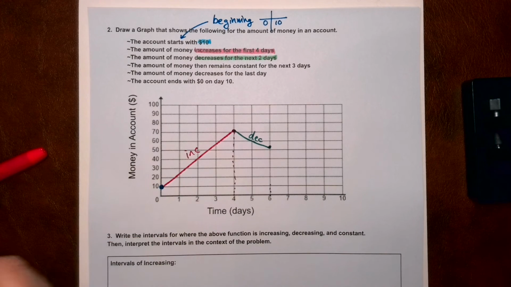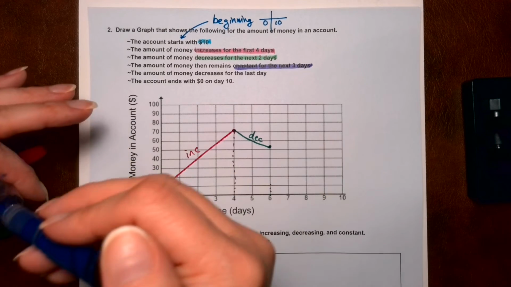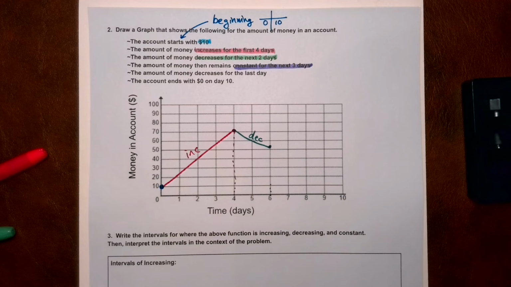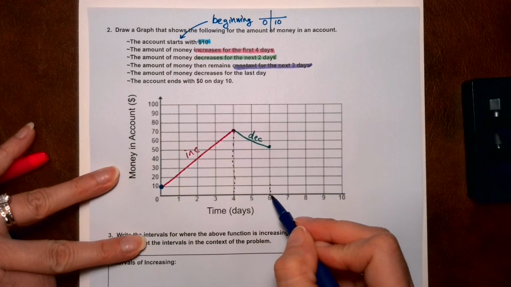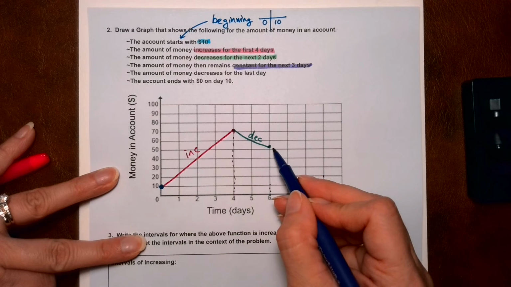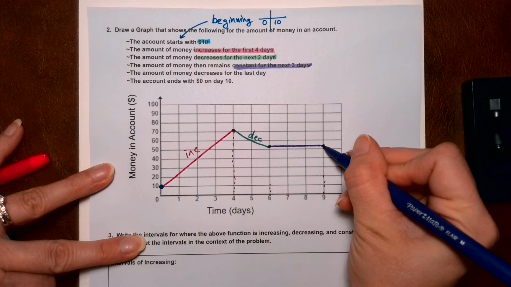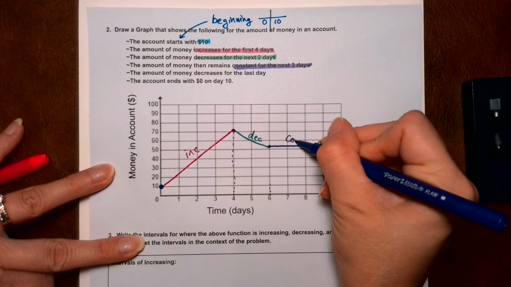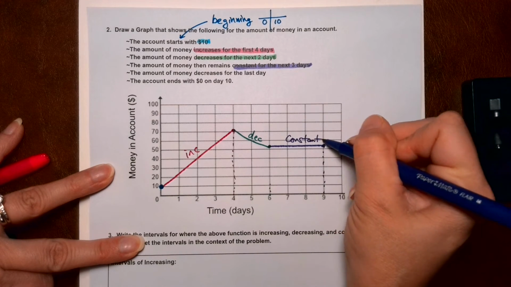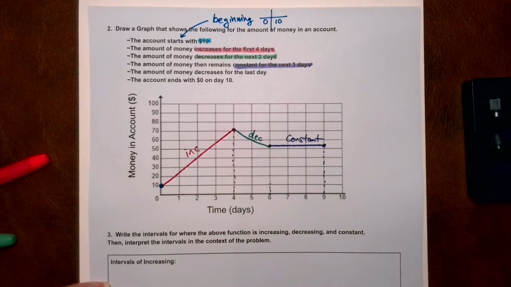And then, oh, we got some constant. Okay, so we have a constant piece here. It's going to stay constant for the next 3 days. Let's get a flat section going. So this is day 6, 7, 8, 9, all the way to day 9. So whatever that value was, we have to make sure we stay nice and flat and constant. The money does not go up. It doesn't go down. It just stays. I'm not spending any money.